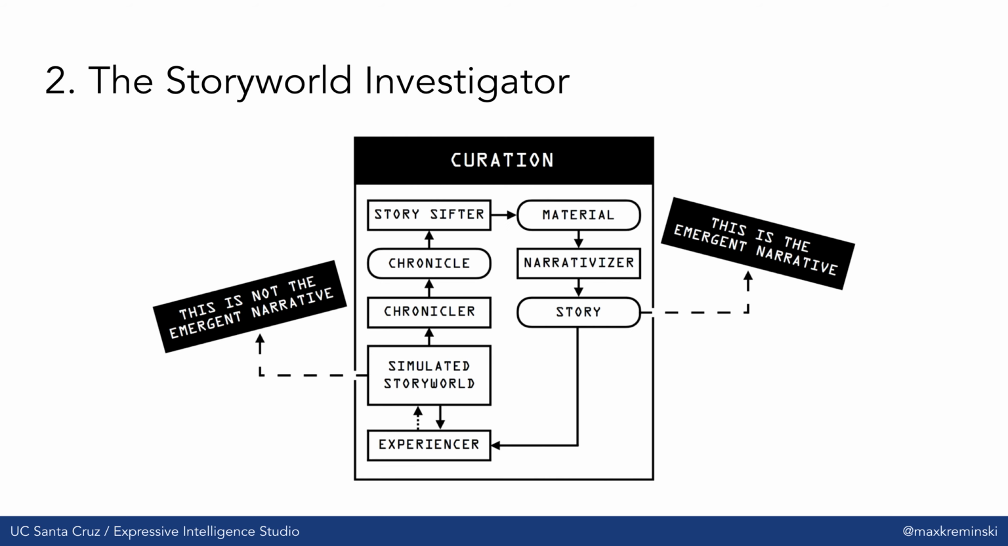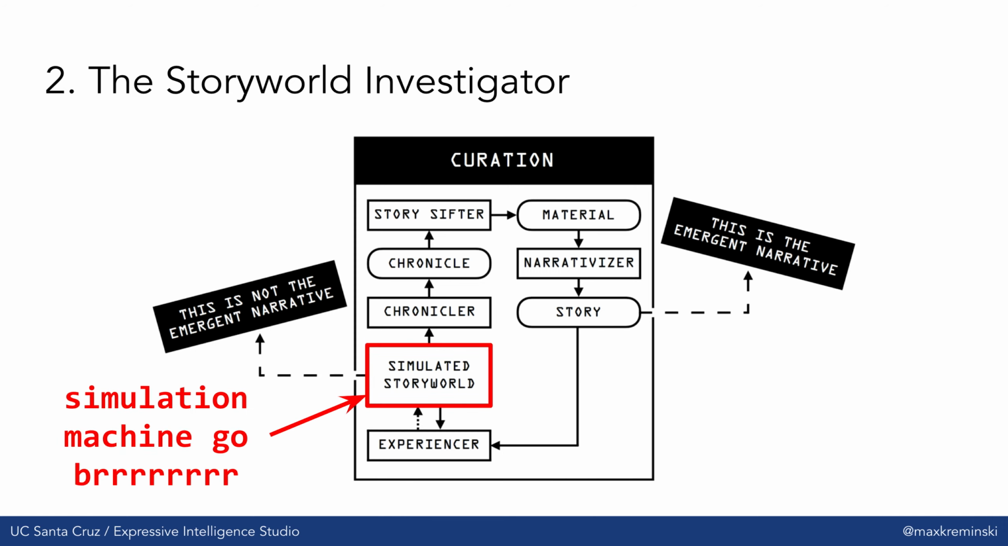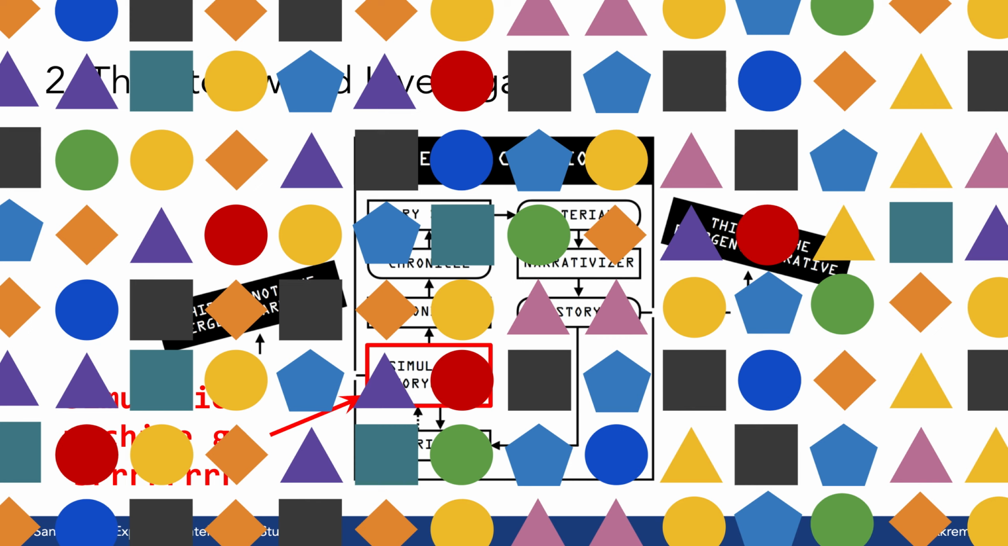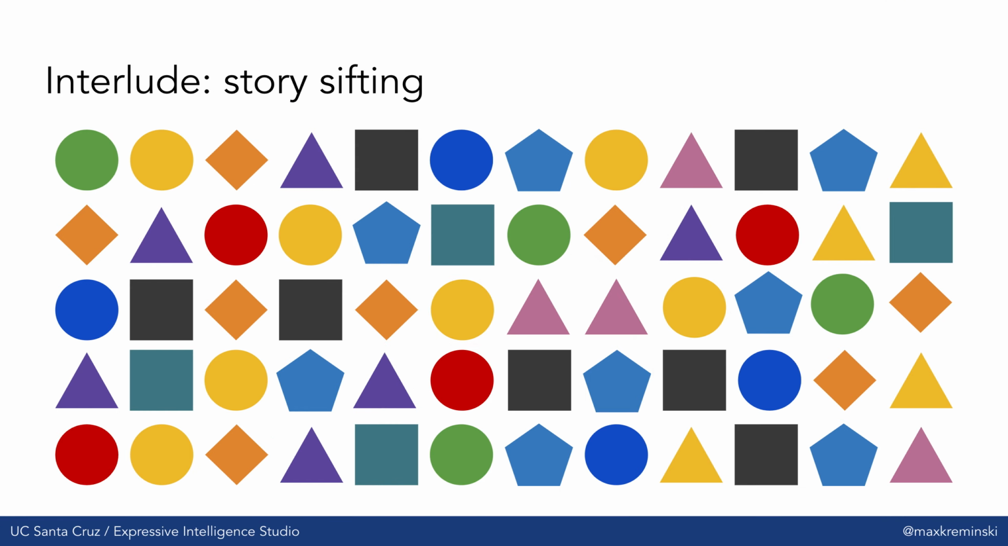Number two, the Story World Investigator is a tool for figuring out what's going on in these complicated simulated story worlds where there's so much going on all the time. The idea here is that basically you run a simulation machine, the simulation machine goes brrr, it produces a whole bunch of events, and then the total number of events that it produces tends to be overwhelming. And so what you need is this process of story sifting to parse it down.